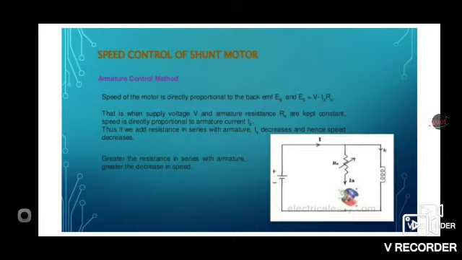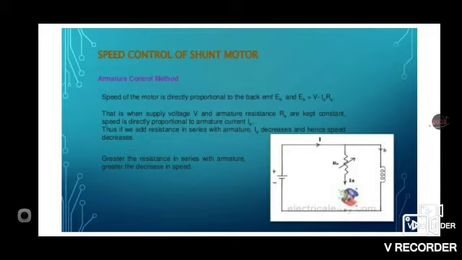We will see about the second method of speed control of DC shunt motor, that is armature control method. Speed of the motor is directly proportional to back EMF EB, that is N is proportional to EB, and EB is equal to V minus IA RA. When supply voltage V and armature resistance RA are kept constant, speed is directly proportional to armature current IA. Thus, if we add resistance in series with the armature, IA decreases and hence speed decreases.